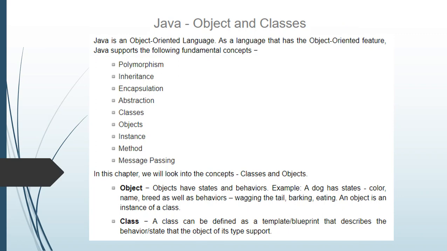Object. Objects have states and behaviors. Example: a dog has states: color, name, breed, as well as behaviors: wagging the tail, barking, eating. An object is an instance of a class. Class. A class can be defined as a template or blueprint that describes the behavior and state that the object of its type supports.